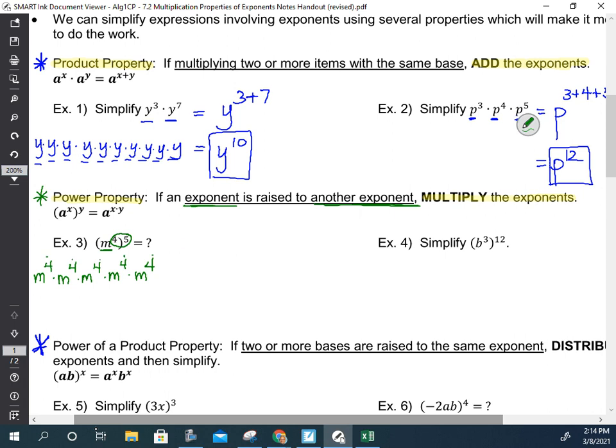Or keep the base and multiply the exponents. What's 4 times 5? 20. So you get m to the 20th power. So again, you want to write it the long way? Be my guest. Short way, multiply the exponents.